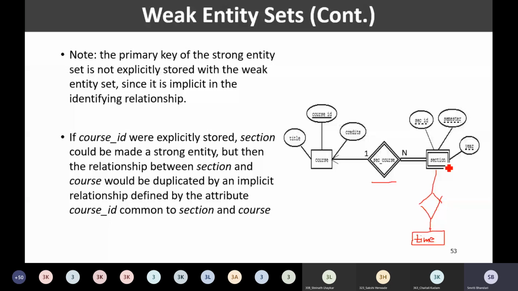So if I want to relate this section with the time slot, I'll be making use of some other relationship as well, right? So I'm having a general statement here that a weak entity set can participate in a relationship other than the identifying relationship. So other than this identifying relationship, it is possible that the weak entity set is participating in some other relationships as well.